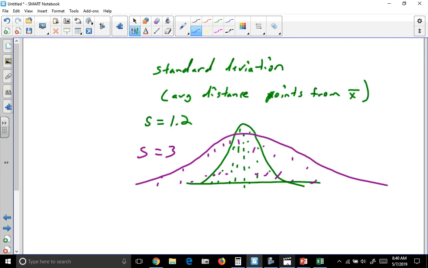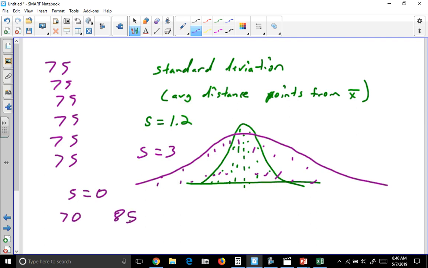So, for example, if we have a set of data and everybody makes the same score, then there is no variance. There is no variation, no standard deviation. But if I have values all over the place, then I'm going to have more variation, so I'm going to have a larger standard deviation.